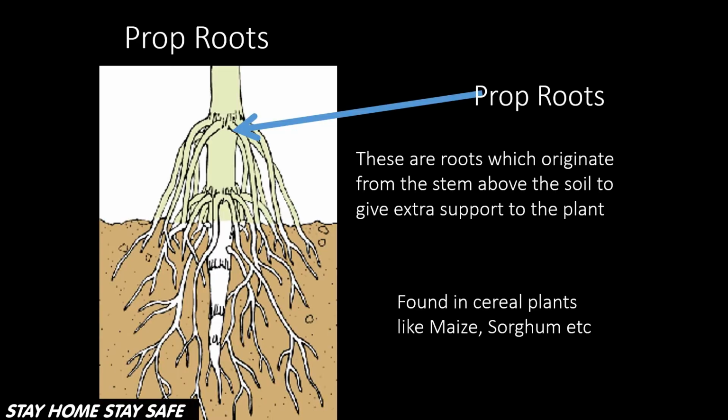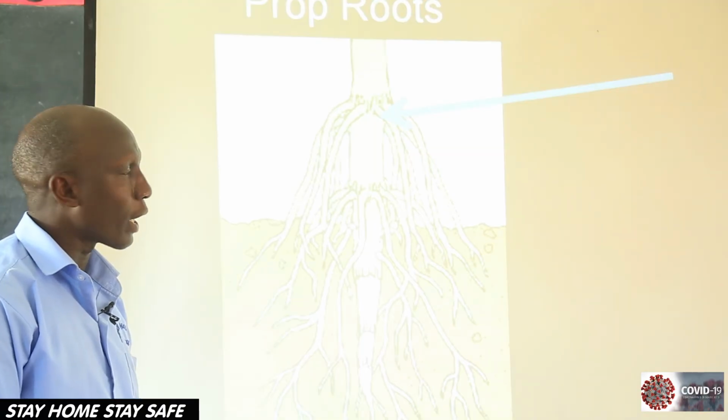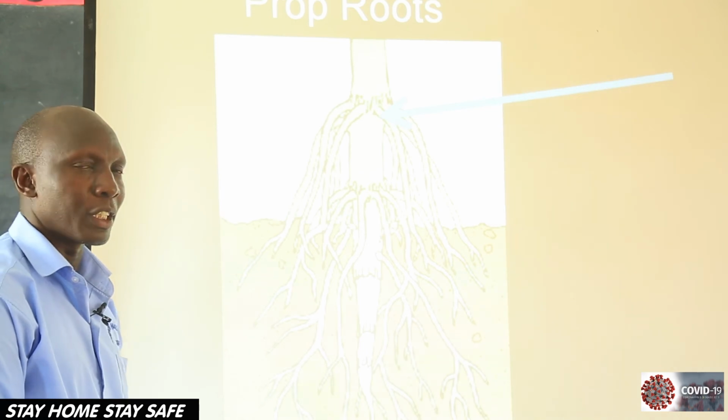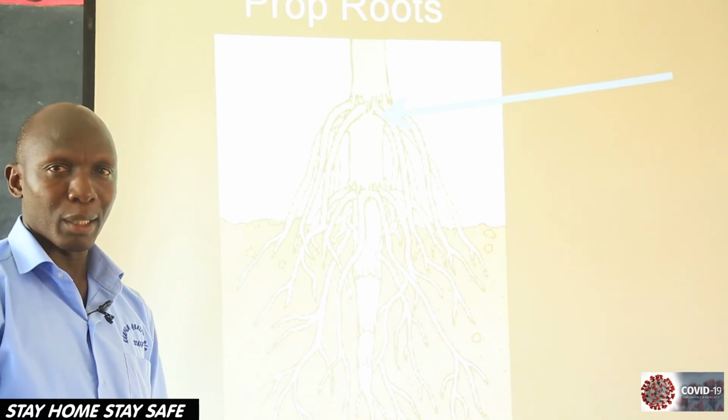The first one here, are you seeing that? The arrow is pointing at the roots which we call the prop roots. These prop roots are basically found in plants like which one? Like maize, like millet, even sugarcane has got them. And for them, they normally grow at the flowering stage, at the bud stage, and they give extra support to the plant. So when the maize is about to flower, it will develop those kind of roots, and those roots are what we call the prop roots. They give the maize plant extra support.